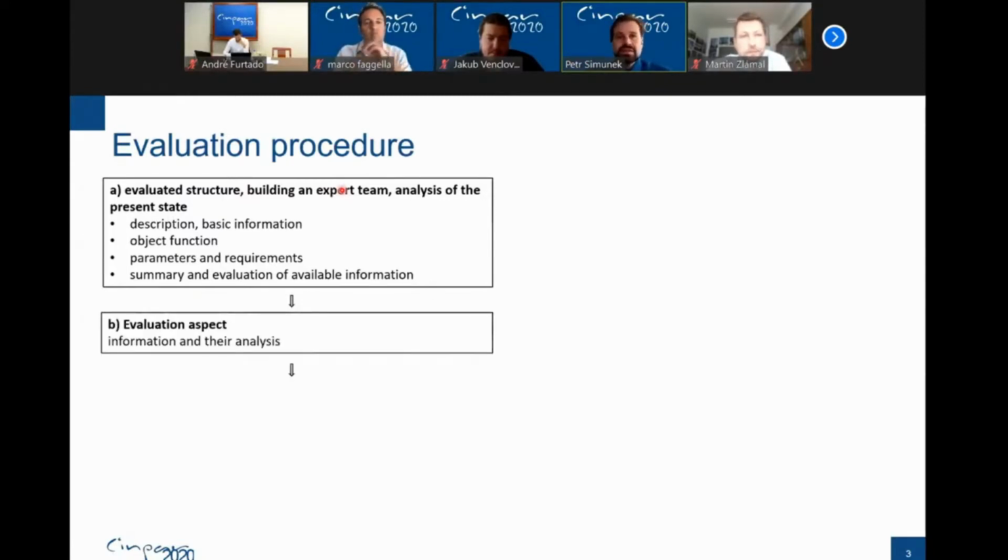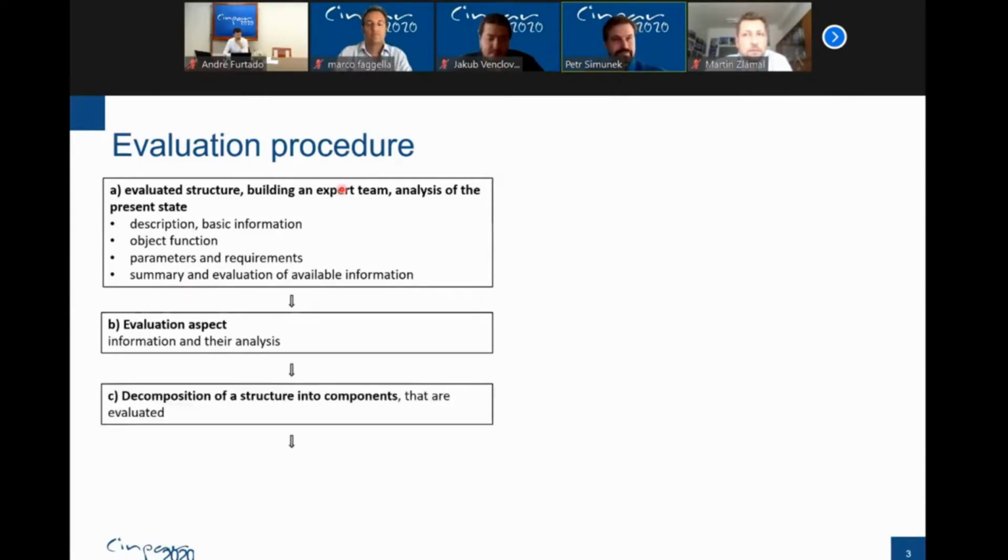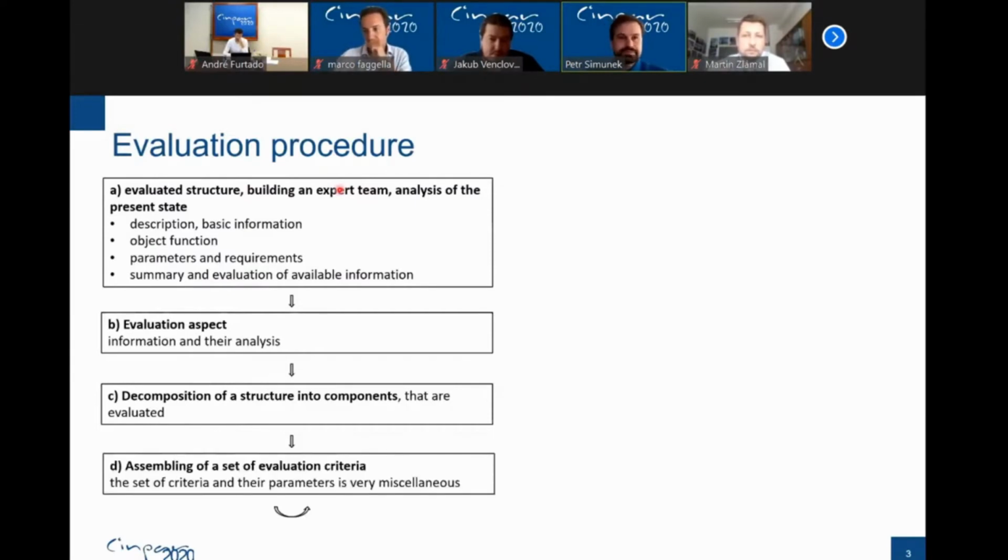Next, the evaluation can focus on more aspects. In our case, we started actually with the static capability of the structure. The structure is not evaluated as a whole, but actually individual structure parts are evaluated. Therefore, the structure must be divided into components.